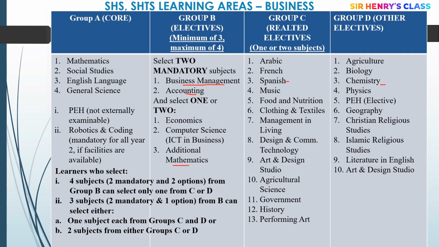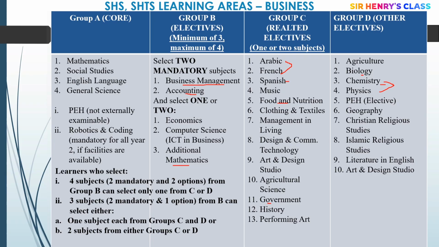So if I choose, let's say, only math, then I will do food and nutrition as against maybe government. Alright, food and nutrition as against what? Government. Or I can also do agriculture as against maybe biology. Now if you select 2 subjects from either group C or D, so maybe Arabic, French, these are the 2, that is all. Or I choose physics and then chemistry, that is all. I think I would have to take the business again.